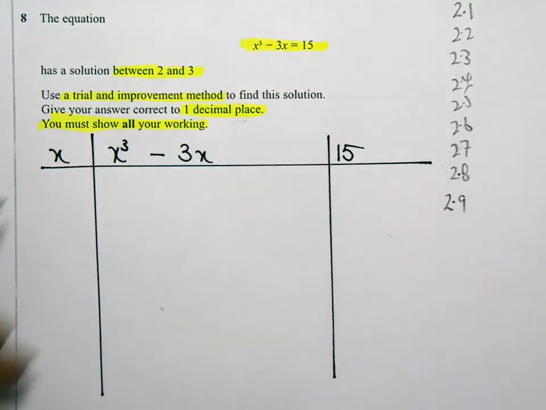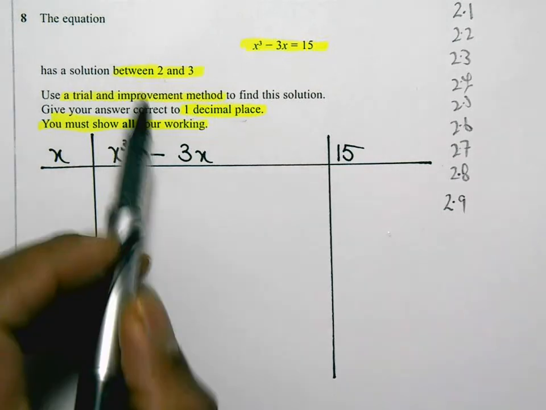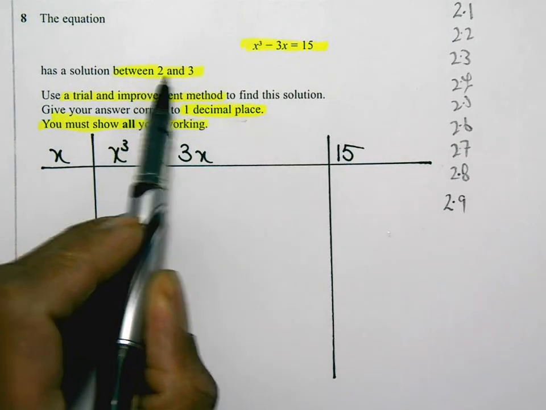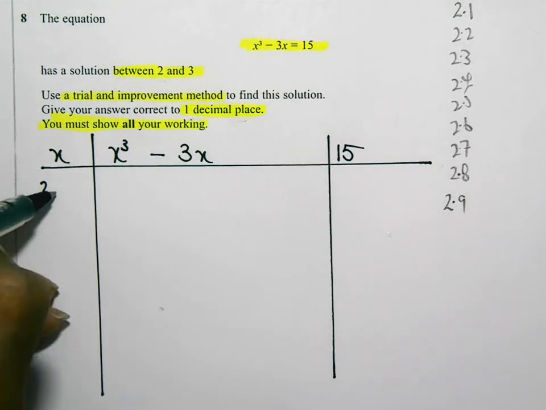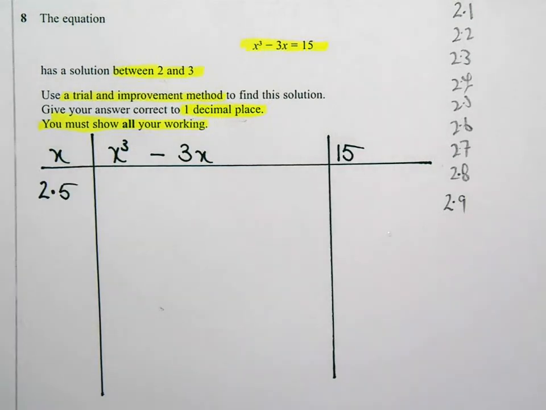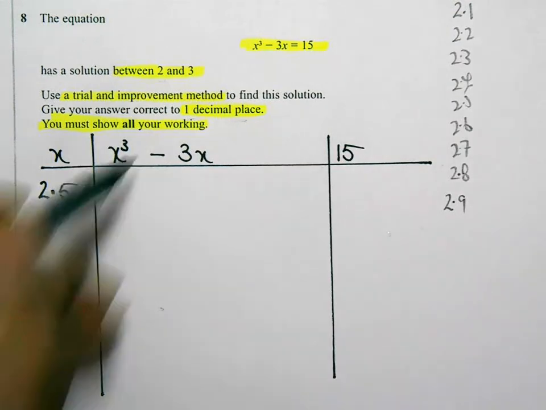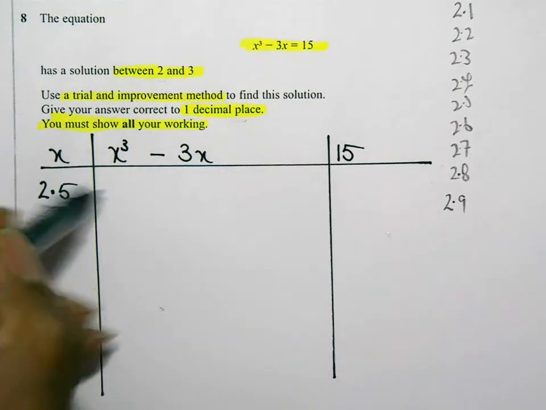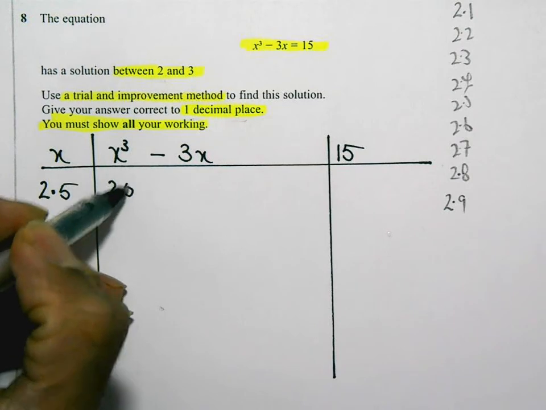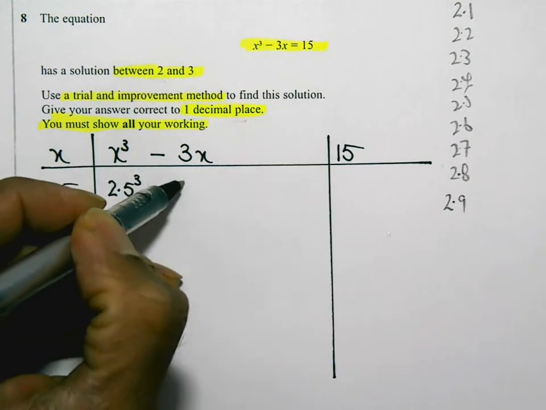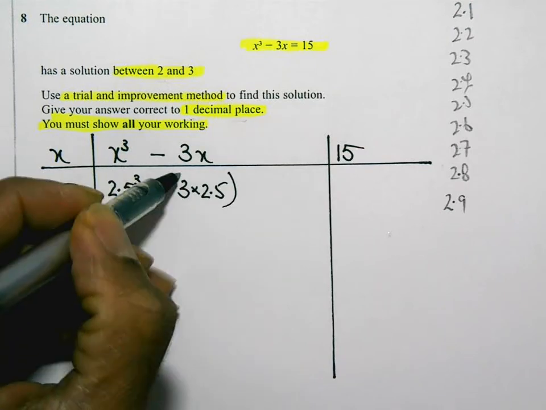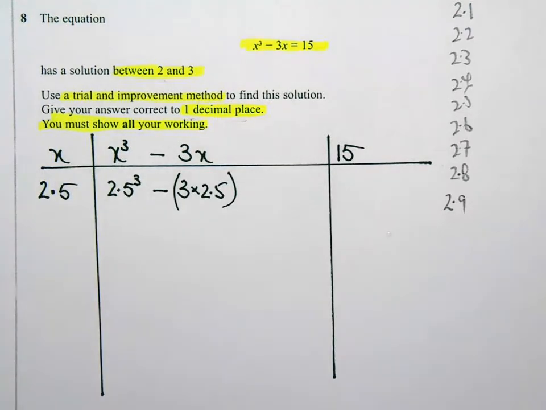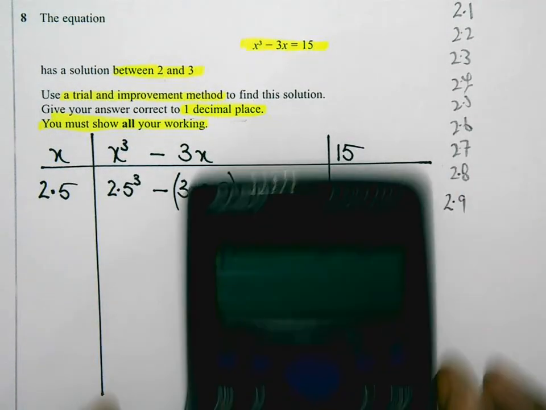Now, to begin with, I know that the answer is going to be between 2 and 3. So I'm going to try the halfway number between 2 and 3. That's 2.5. And what I need to do now is substitute that into my equation. I'm going to work out 2.5 cubed, take away 3 times 2.5. I'm going to put that in brackets because I need to work that out. And I'll use my calculator to do that calculation.